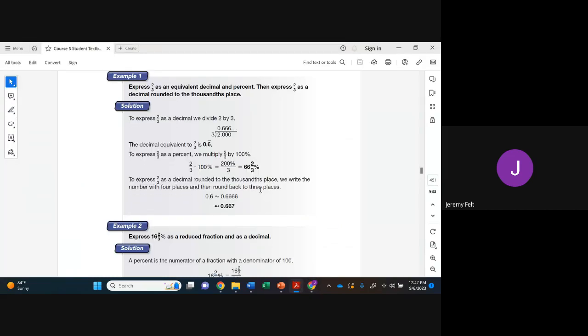Okay, and then if we round it, we want to round it to the thousandths place. So 3 decimals, we go 1, 2, 3. The value to the right obviously is 6 because it's repeating forever. So 5, 6, 7, 8, 9, we round up. So it becomes 0.667.